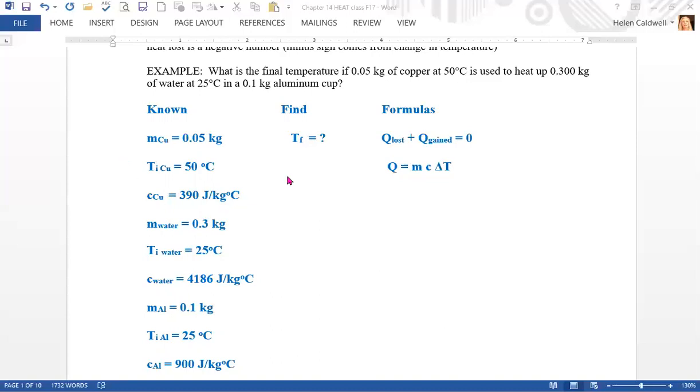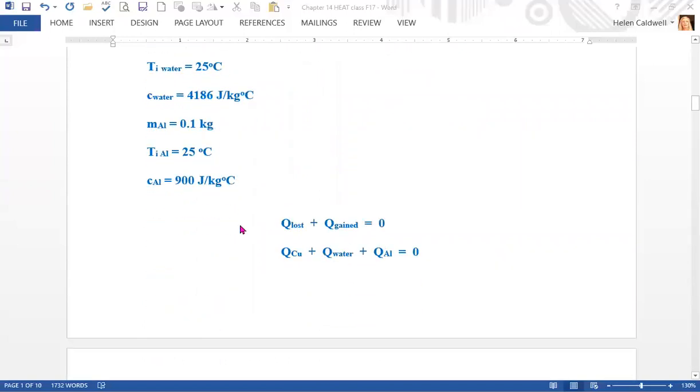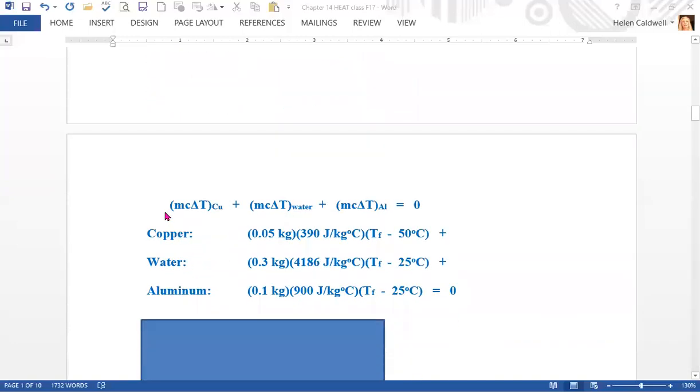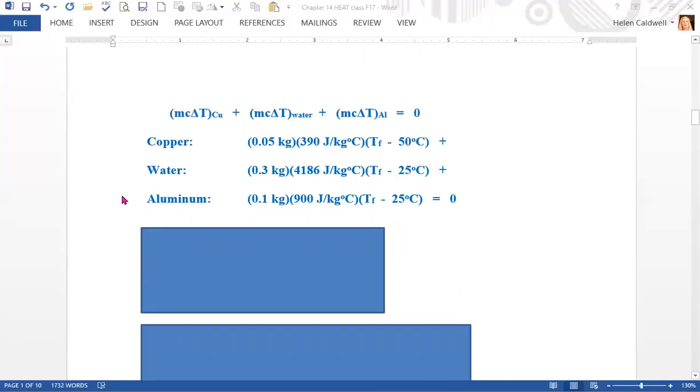We set up our equation where we list all the Q's on one side and set the sum equal to 0. So we have copper and water and aluminum. We're going to say Q lost plus Q gained is 0. So the Q of the copper plus the Q of the water plus the Q of the aluminum equals 0. The Q's will each be equal to MC delta T. So I'm going to have MC delta T copper plus MC delta T water plus MC delta T aluminum equals 0.